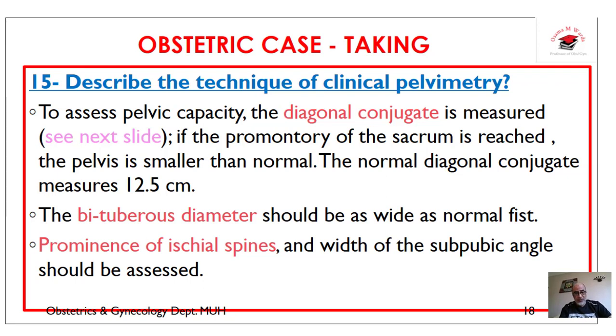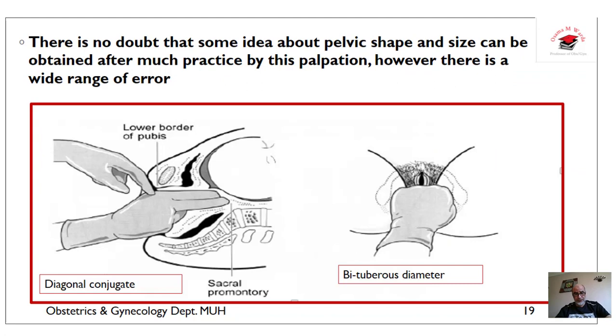And the next slide will give the illustrations of the pelvimetry. This is the estimation of the diagonal conjugate.